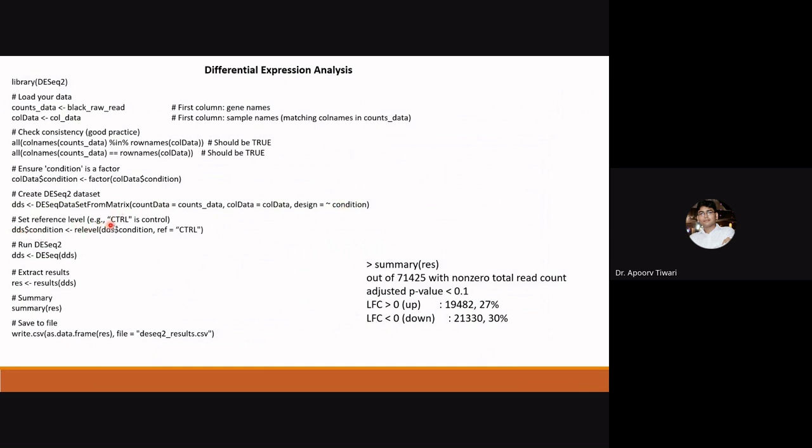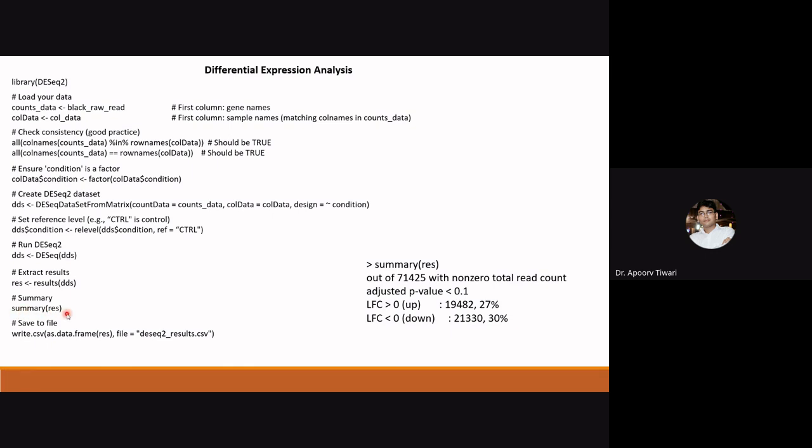So now we set the reference condition. In our case, we have to set the reference condition as control. So it will take control as the reference, then it will calculate the treated sample in reference to the control data. And then now run this command. After running this command, we have to check the summary of the result.